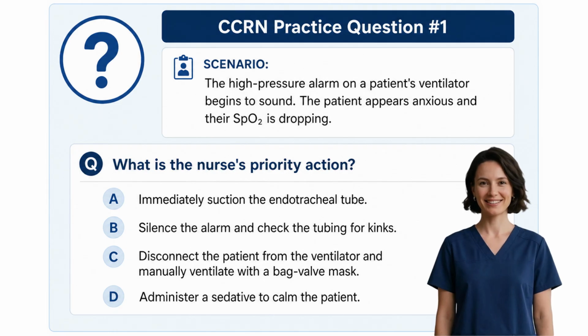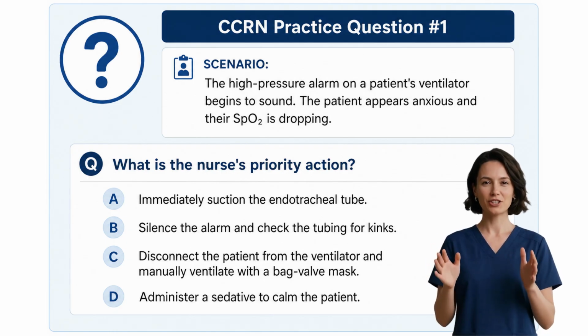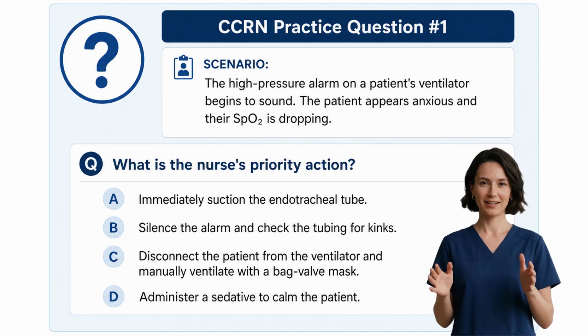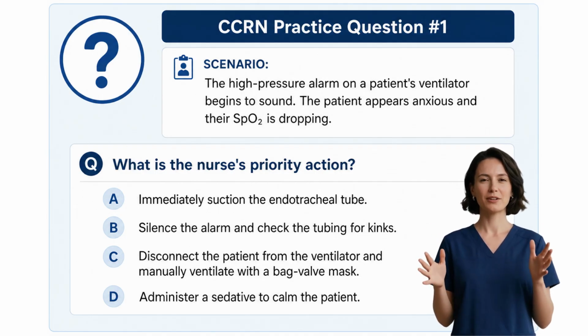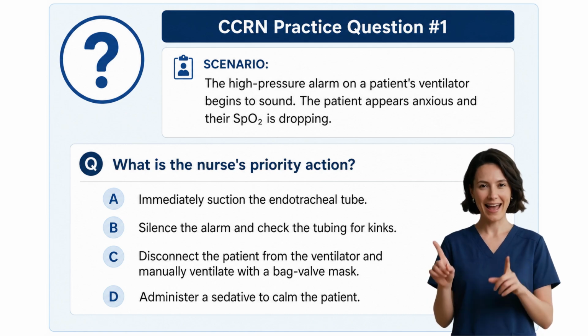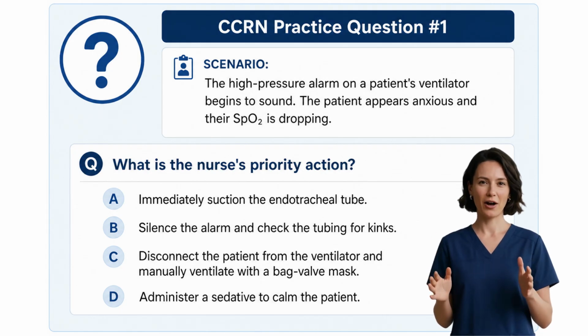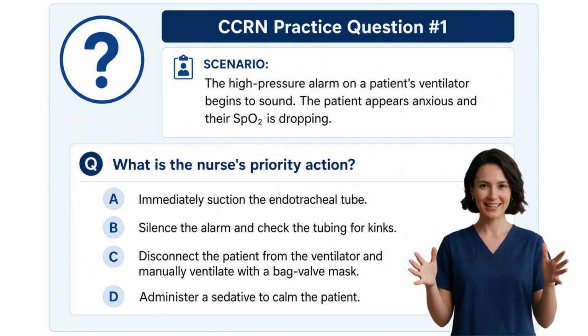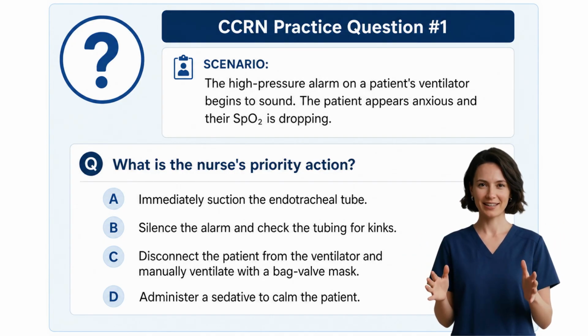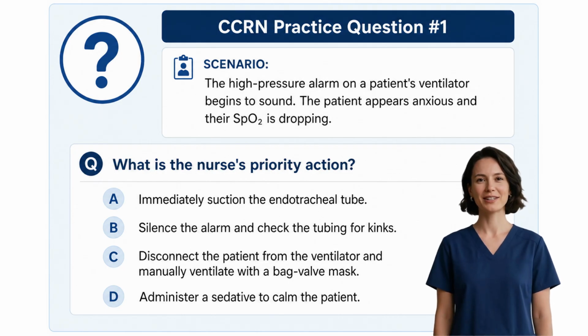Okay, let's apply this. The high pressure alarm on a patient's ventilator begins to sound. The patient appears anxious and their SpO2 is dropping. What is the nurse's priority action? A. Immediately suction the tube. B. Silence the alarm and check for kinks. C. Disconnect the patient and manually ventilate. Or D. Administer a sedative. Feel free to pause the video to consider your answer.